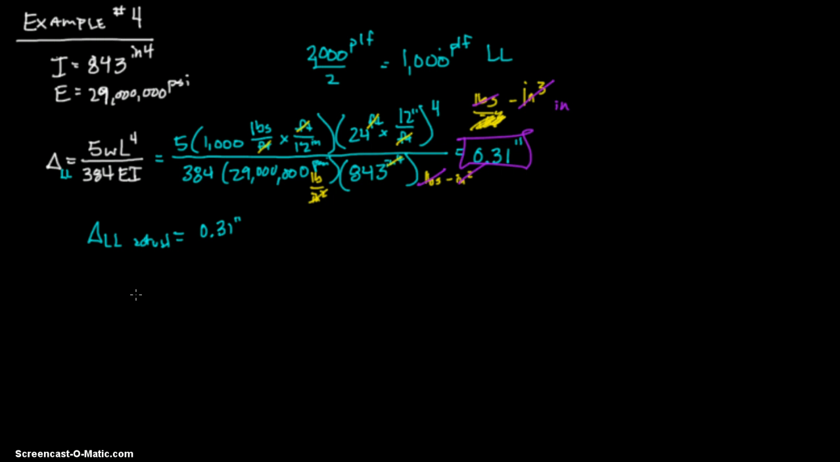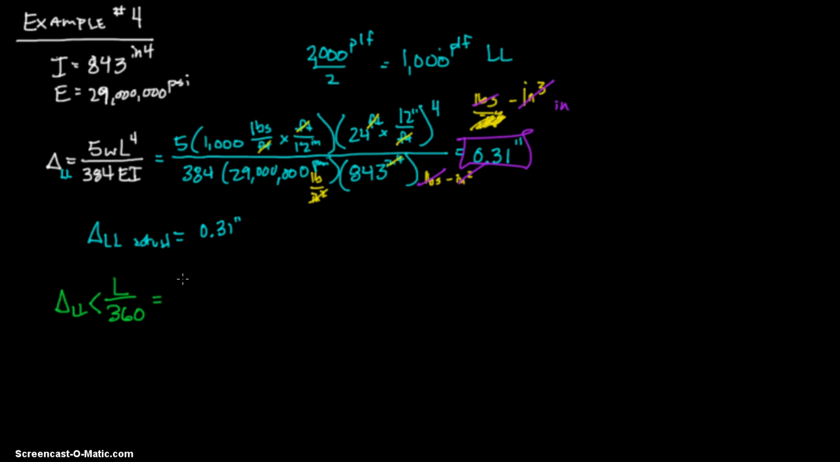All right, now we need to figure out, okay, what is our allowable? If that's our actual, what's our allowable? Let's go ahead and figure that out. And it says that the live load deflection needs to be, I always like writing it like this. It makes it a little bit more clear. The deflection limits, or the live load deflection has to be less than L over 360. Remember, we need to change this to inches.